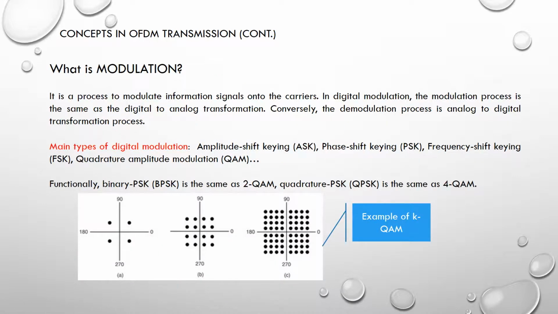What is modulation? It is a process to modulate information signals onto the carriers. In digital modulation, the modulation process is the same as the digital to analog transformation. Conversely, the demodulation process is the analog to digital transformation process. There are some main types of digital modulations, such as ASK, PSK, FSK, and QAM. This is an example of QAM. They are 4 QAM, 16 QAM, and 64 QAM.